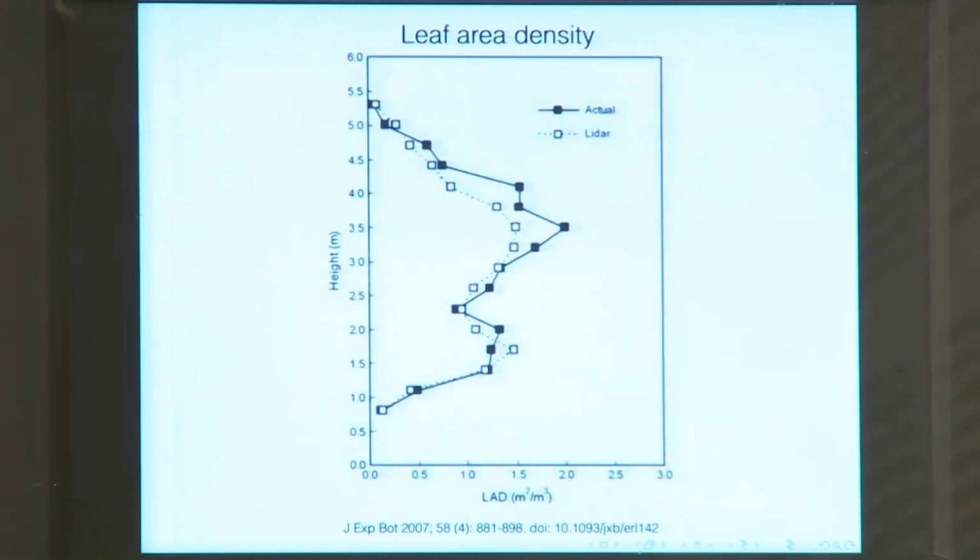Next, you can figure out the leaf area density, because the leaf area density impacts the amount of energy that is being used by the plants. So, you can figure out the leaf area density using LiDAR.